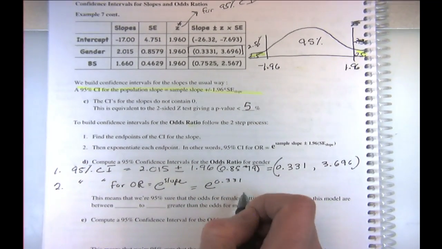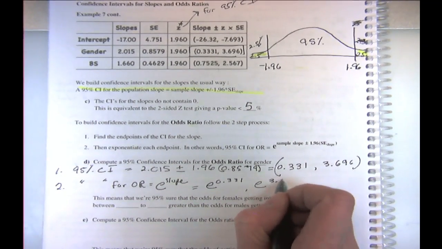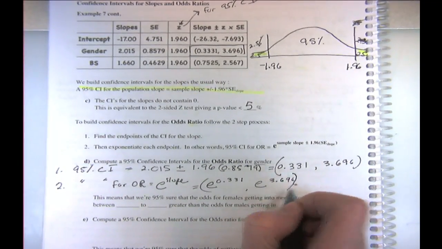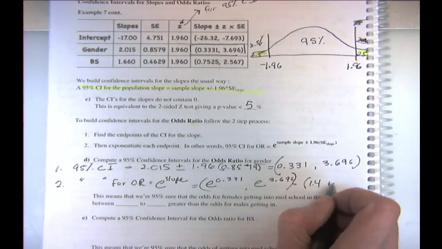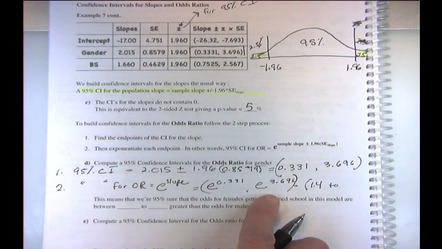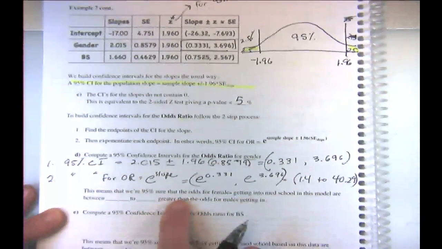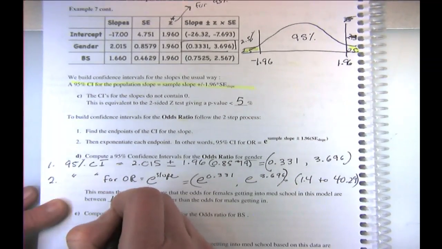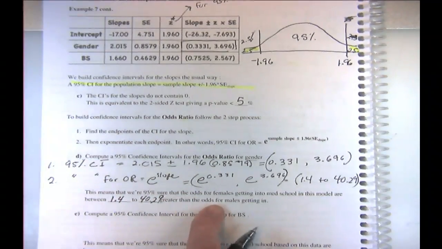0.331 to e to the 3.696, which is equal to 1.4, I did this before I got here, to 40.29. Okay, this means we're 95% sure the odds for females getting to med school in this model are between 1.4 to 40.29 greater than the odds of men getting in.